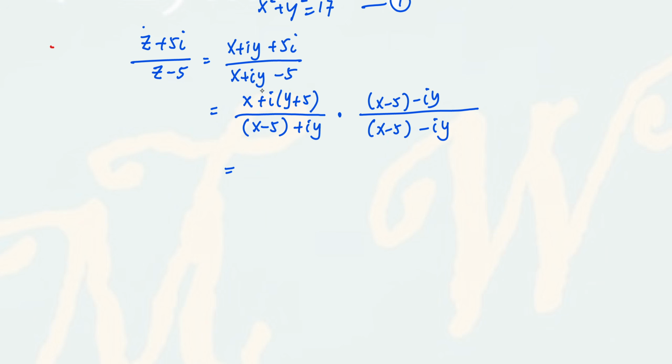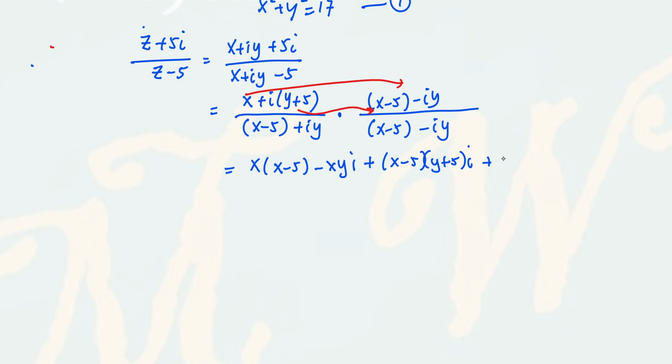So when you do expansion, x multiplied by both, and then the i of the y plus 5 multiplied by both of the terms. Therefore, you will be getting x bracket x minus 5 minus xyi plus x minus 5 times y plus 5i, and then plus, just for information, this one supposedly I should write minus i squared, because i times i squared, then y bracket y plus 5 over the denominator.